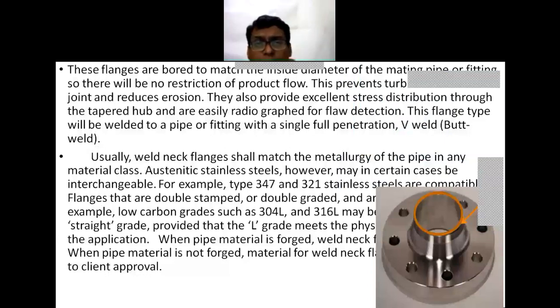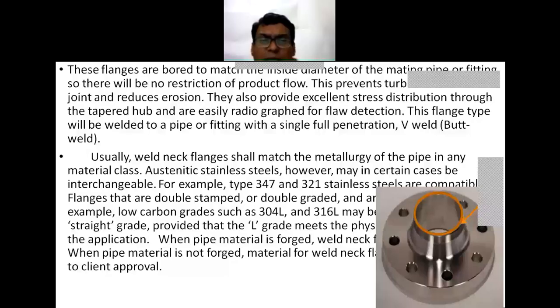These flanges are bored to match the inside diameter of the mating pipe or the fitting, so there will be no restriction of the product flow, so that it is properly bored. The boring has to be done so that the fluid can easily pass, no restriction will be there and no turbulence will be created. The easy flow will be there without disturbing the flow pattern.